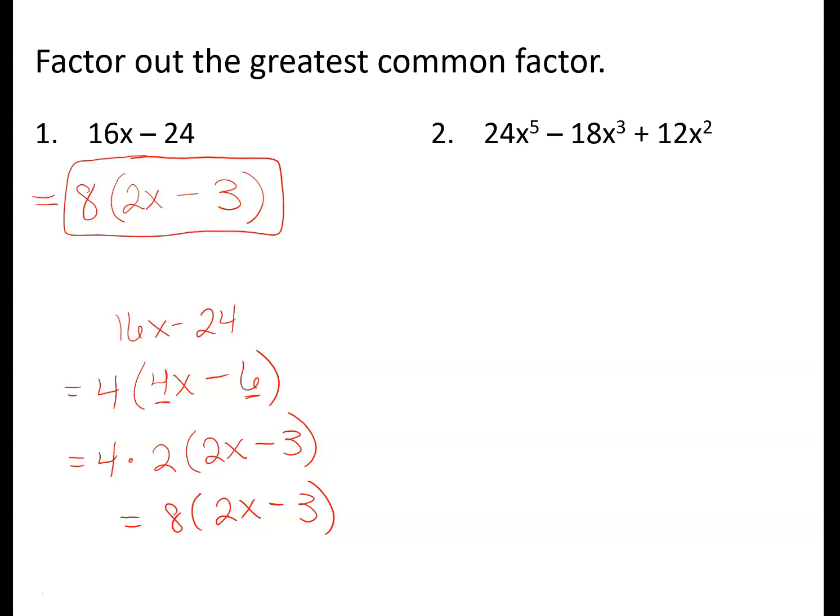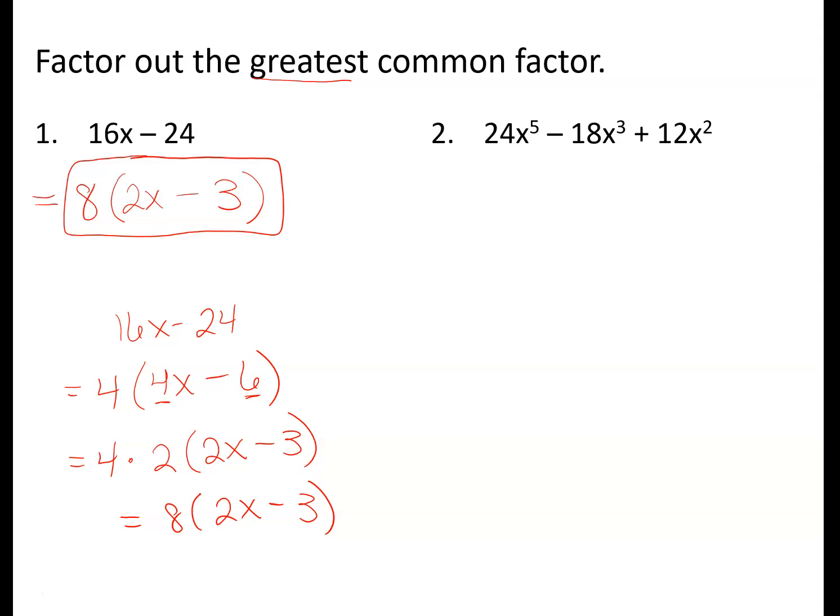It's always easier to get that greatest common factor out from the beginning instead of having to do several steps like this, but either way is acceptable. Just make sure that you always check inside your parentheses to see if it could factor further. We always want to factor completely.